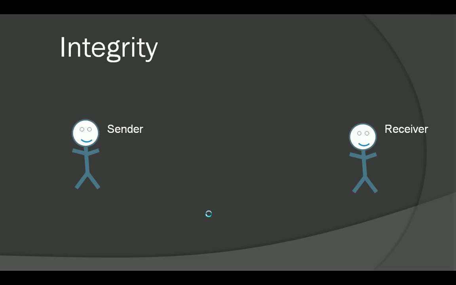But what if we insert a bad guy here in the middle? So here's my bad guy, and when my sender sends the data, the bad guy intercepts that data and then sends it to the receiver. The receiver may have no way to verify the data that they received.